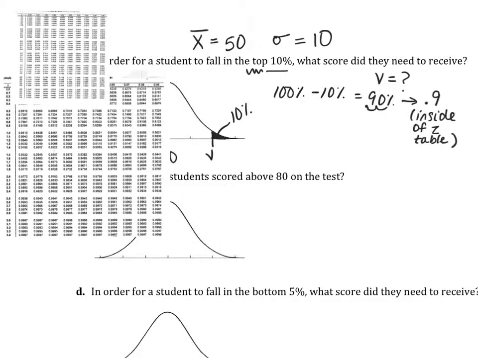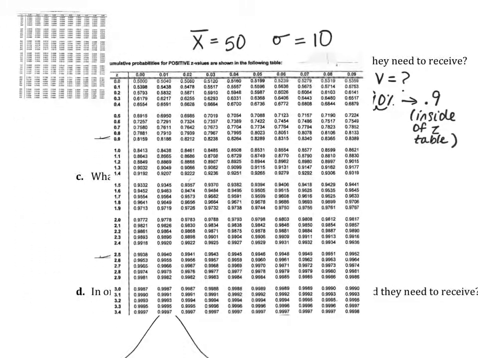Let me move that one up. Okay, on this Z-score table, we're looking on the inside of the table. We're looking at what were percents changed to decimals. And so if we're looking for 0.9, the closest thing we find to 0.9 is, there's really two that would work fine.